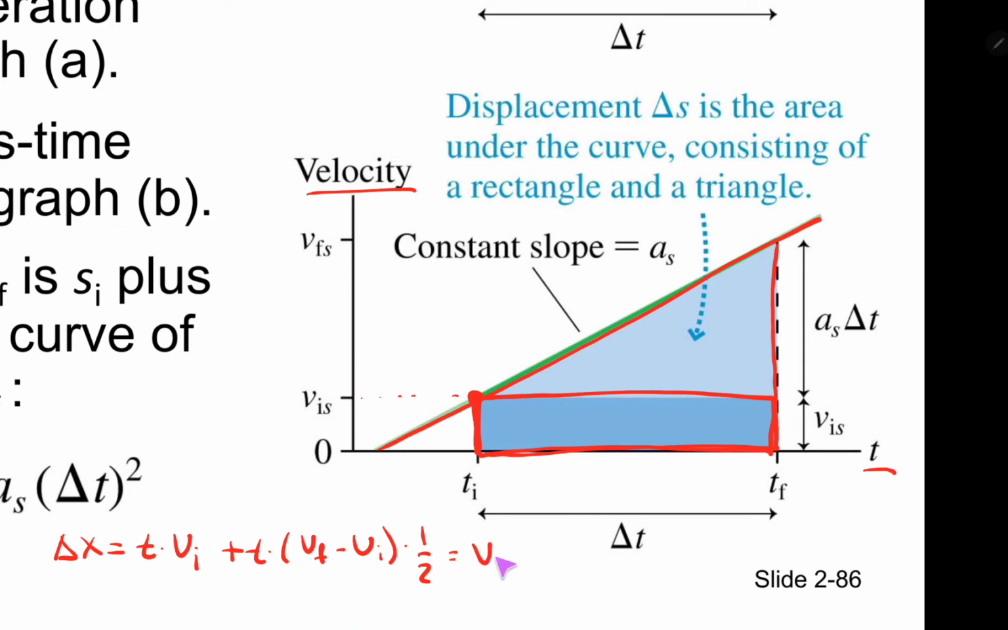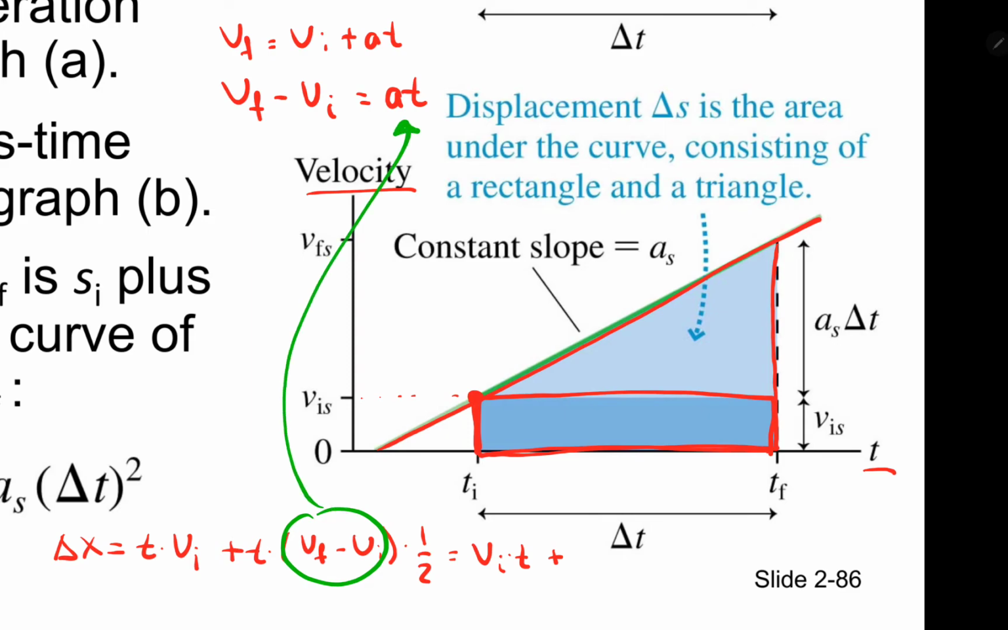So let's write it in this way: v initial times time plus, pay attention to this part, v final minus v initial. In the previous case we said that v final equals v initial plus at. So final velocity minus initial velocity actually equals acceleration times time. So we can replace this final velocity minus initial velocity with acceleration times time. Here we have time times 1/2 times at, so it will be equal to a t squared over 2. So this will be our second equation. Displacement equals initial velocity times time plus at squared over 2. Don't forget, you can use this equation only if you have a motion with constant acceleration.